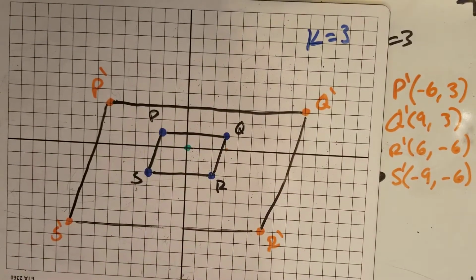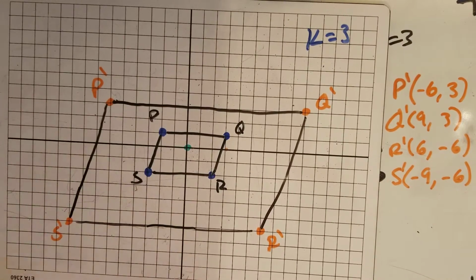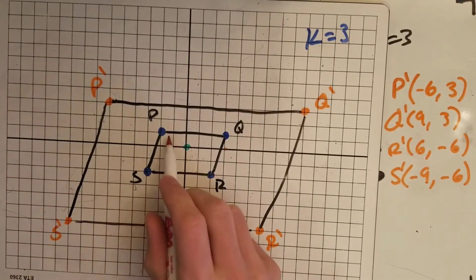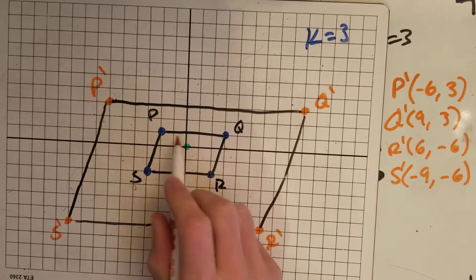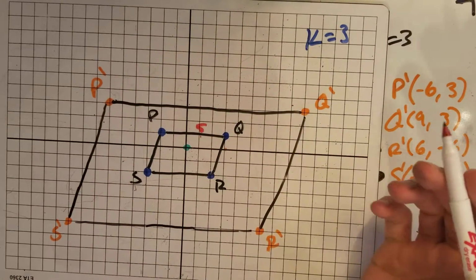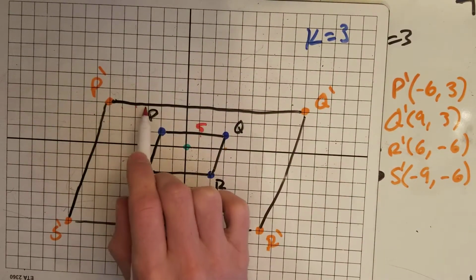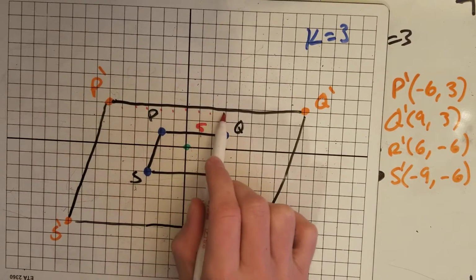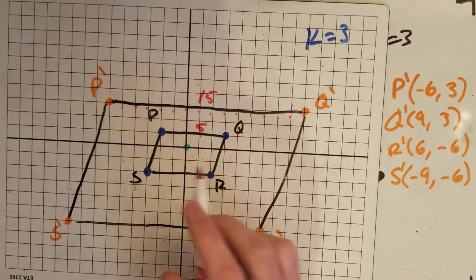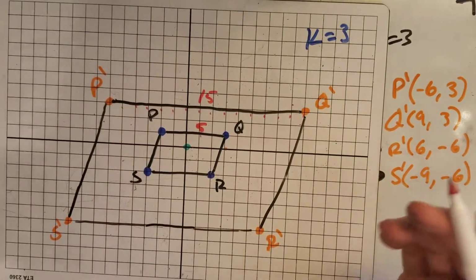Some of the other things that pop up here, if you look at our original shape, the distance from P to Q is 1, 2, 3, 4, 5 units. Since we got 3 times larger, the distance from P prime to Q prime is going to be 1, 2, 3, 4, 5, 6, 7, 8, 9, 10, 11, 12, 13, 14, 15 units. And that's because we got 3 times larger, so the distance between them will become 3 times larger.